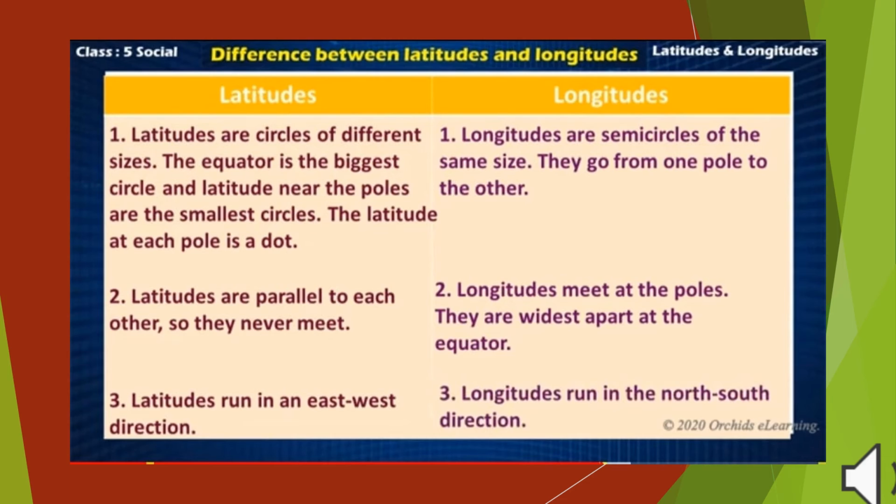Latitudes are parallel to each other, so they never meet, whereas longitudes meet at the poles. They are widest apart at the equator. Latitudes run in an east-west direction, whereas longitudes run in the north-south direction.